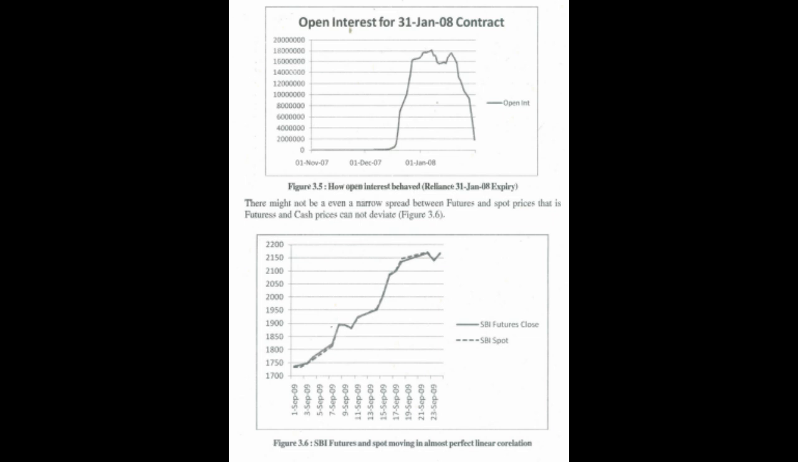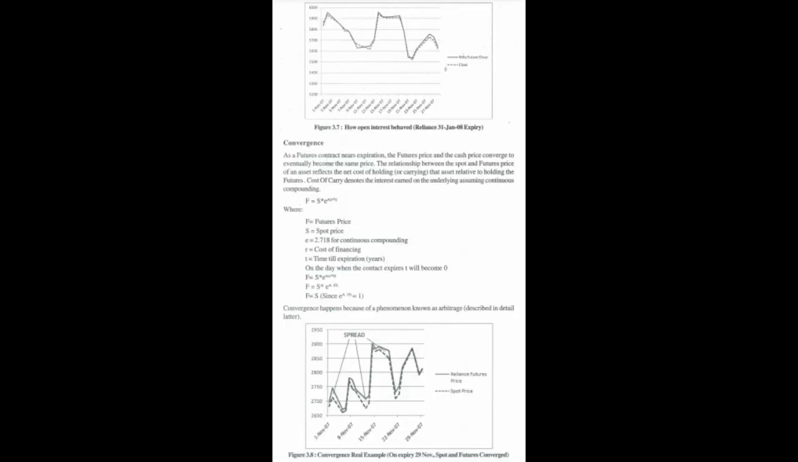If the futures prices are far from the cash price, arbitrage is possible. Futures prices start converging a few days before expiry. Actual convergence happens on expiry day. Arbitrage ensures this happens. Look at the screen. Figure 3.7: how open interest behaved, Reliance, 31 Jan expiry. Convergence: as a futures contract nears expiration, the futures price and the cash price converge to eventually become the same price. The relationship between the spot and futures price of an asset reflects the net cost of holding or carrying that asset relative to holding the futures.